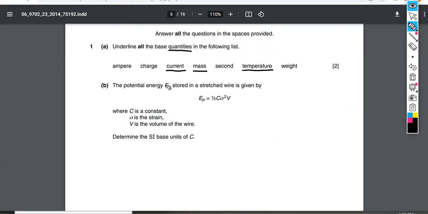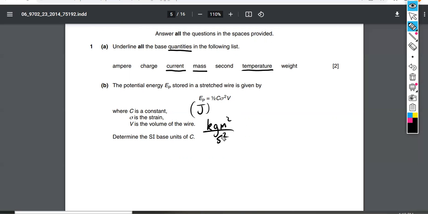The potential energy E sub P stored in a stretched wire is given by this equation here, where C is a constant, sigma is the strain, V is the volume of the wire, and we are to determine the SI base units of C. All right, so potential energy is measured in joules. That's a derived unit. If we were to remember what the base units are for energy, we could just say, oh yeah, I got it memorized. Kilogram meters squared per second squared.